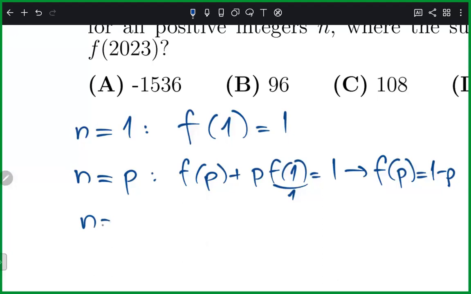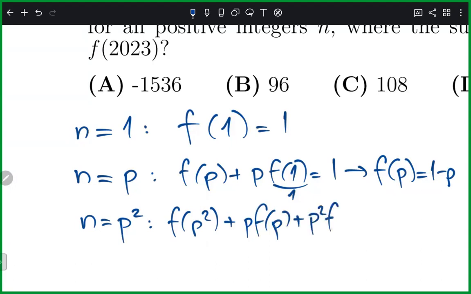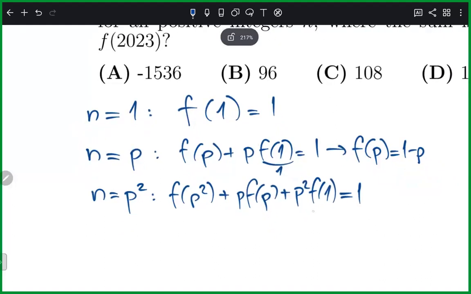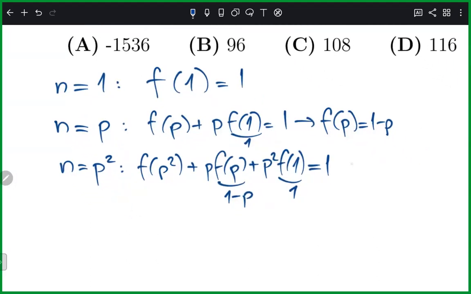Next, let's try n equals p squared, where p is a prime. Then f(p squared) plus p f(p) plus p squared f(1) equals 1. And substitute f(1) equals 1, f(p) equals 1 minus p to obtain that f(p squared) is also 1 minus p.